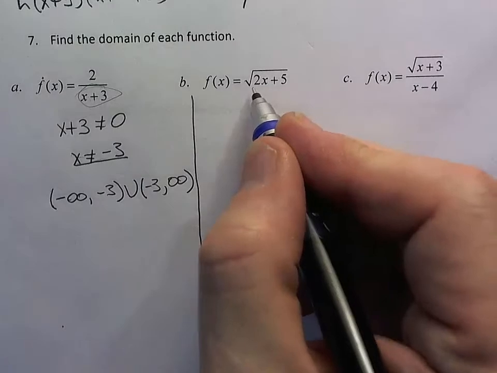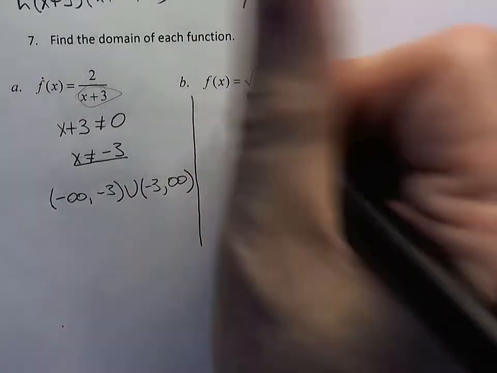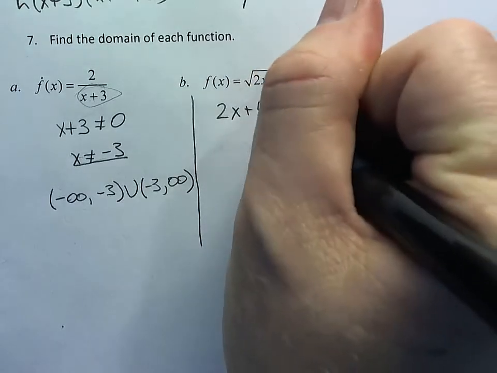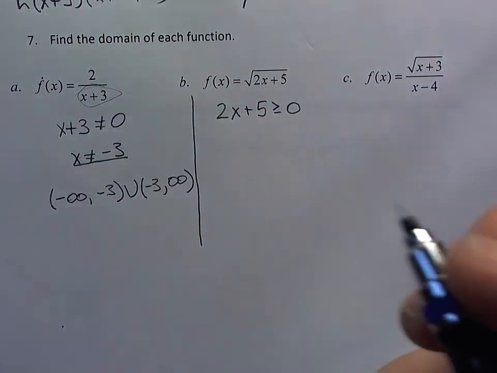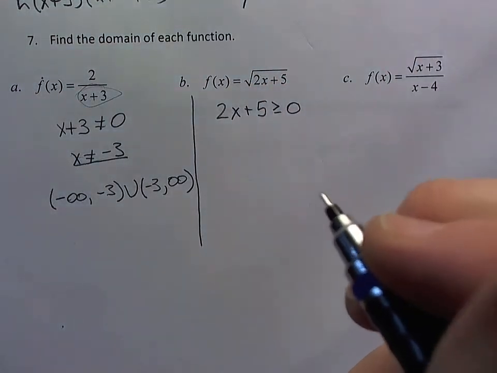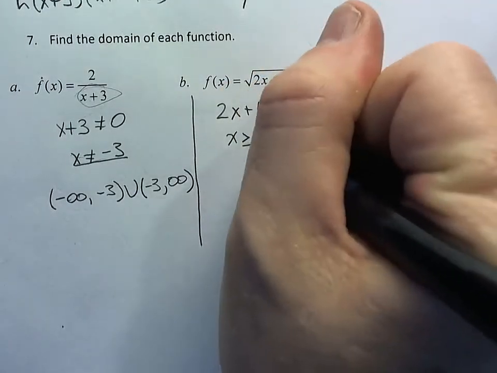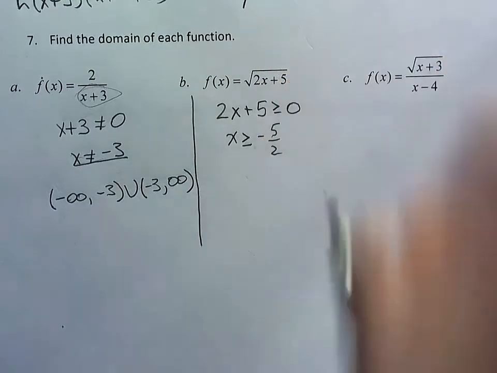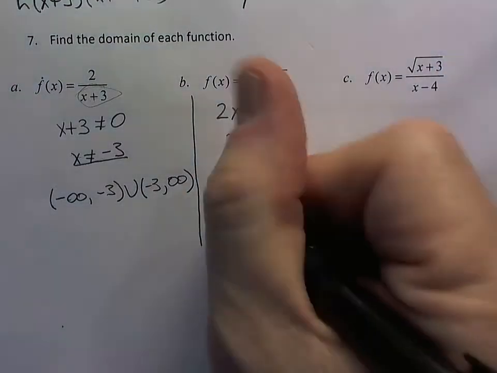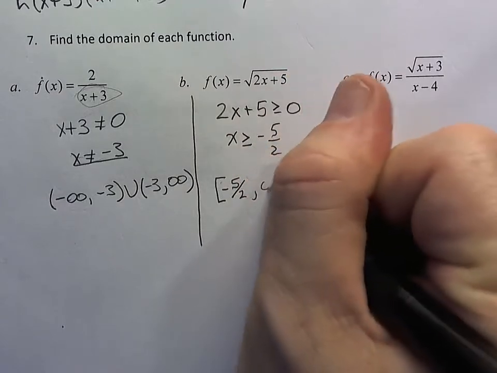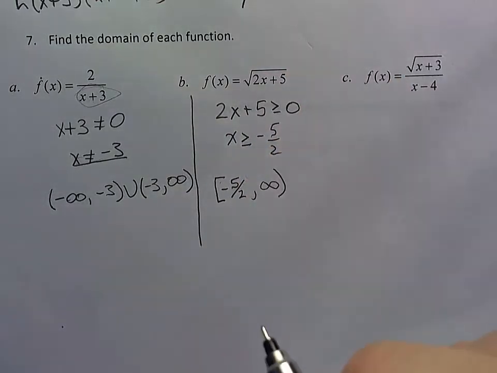Now with this one, your concern is not dividing by 0, but you want 2x plus 5 to always be greater than or equal to 0. So you just solve that. x greater than or equal to negative 5 halves. Or you could say negative 5 halves to infinity, using the cool interval notation.